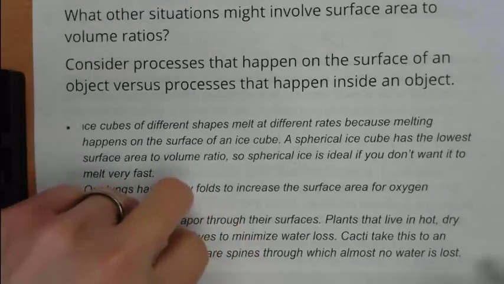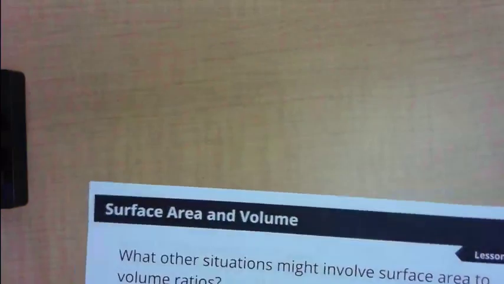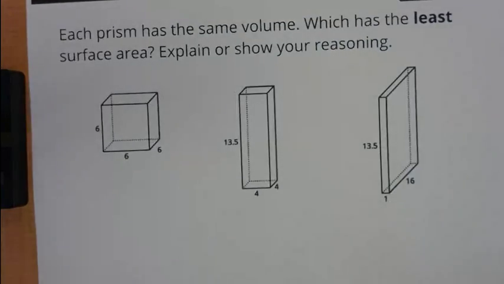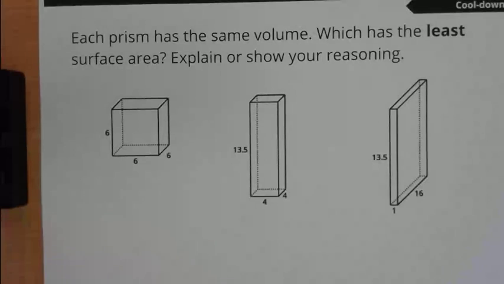And lastly, you guys will be completing this exit ticket on Google Classroom instead of doing it in the video. So you're going to be looking at each of these 3 prism shapes. They all have the same volume if you multiply all 3 dimensions. And we want to figure out which one has the least surface area and be able to support that with reasoning. That's something you will do in the exit ticket, as I mentioned.